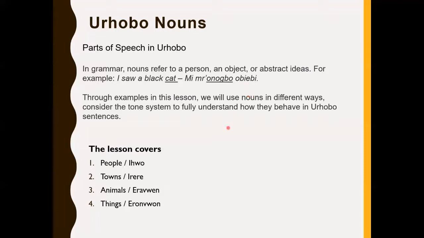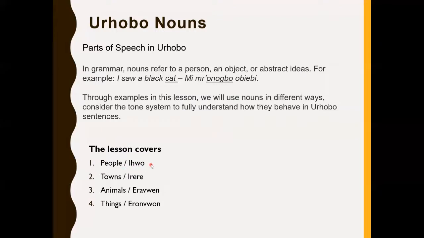Throughout this lesson, we're going to be looking at different ways that nouns feature in sentences and how they behave in Urhobo sentences. Remember, in previous lessons, we looked at the use of tone, tonation, to give different meanings. So again, you will see some instances where tonation comes into play. But the main focus of this lesson is to look at examples of people, towns, animals, and things. We just selected these four aspects to deliver the lesson.